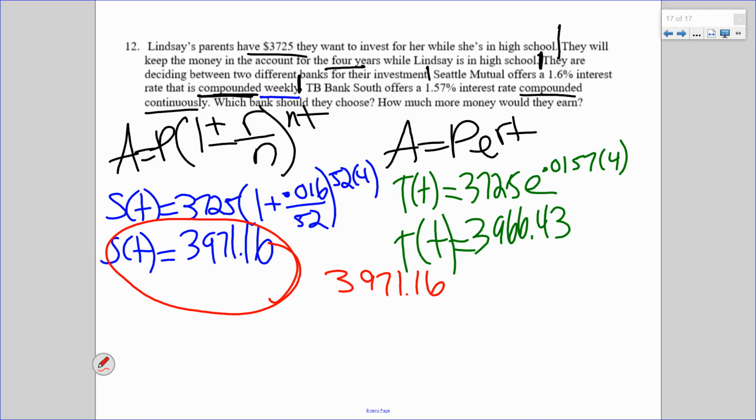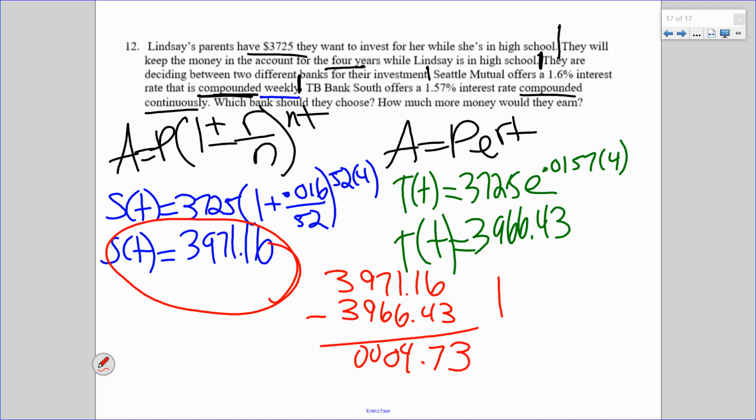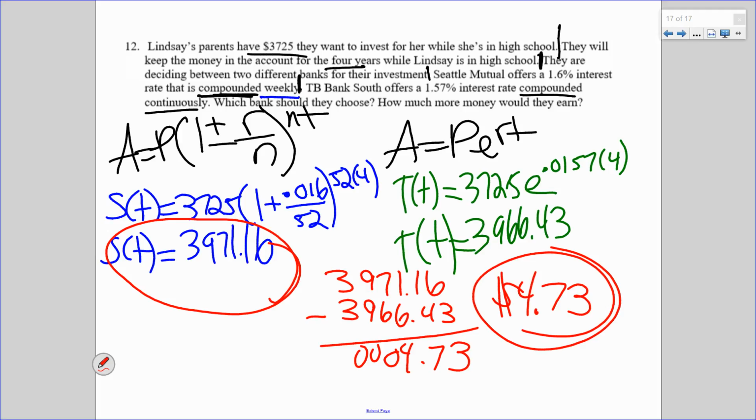3971.16 minus 3966.43. We've used the calculator a lot today. Let's see if I can actually do some real subtraction here. 6 minus 3 is 3. That's 7. That's 4. And that's 0, 0, 0. $4.73.